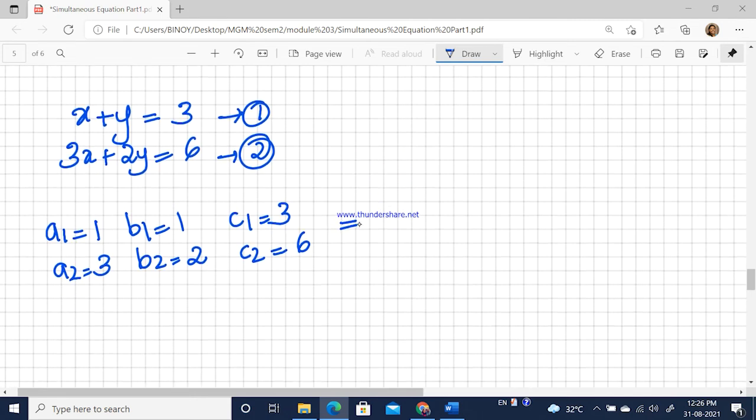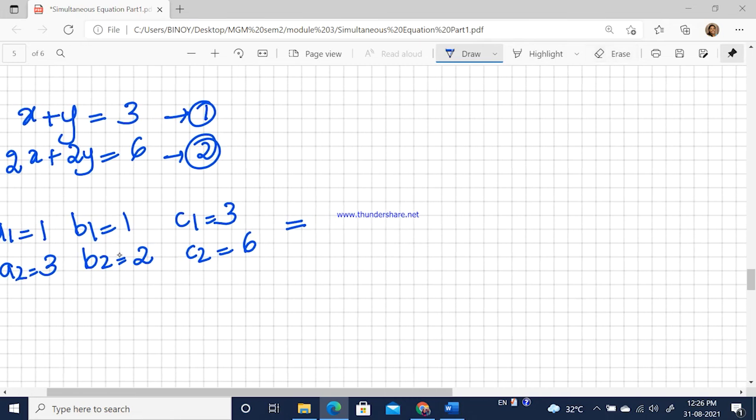The equation is 2x plus 2y is equal to 6. So I am going to take the A2 value, that is 2 itself.